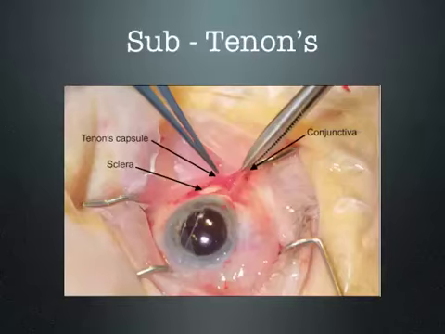Now, subtenon anesthesia. This diagram shows where the Tenon's capsule is. On the right, we see the conjunctiva has been raised, and then we see the Tenon's capsule and the sclera. So it's the space between the sclera and the Tenon's capsule where we give the subtenon anesthesia. It's also called parabulbar anesthesia.